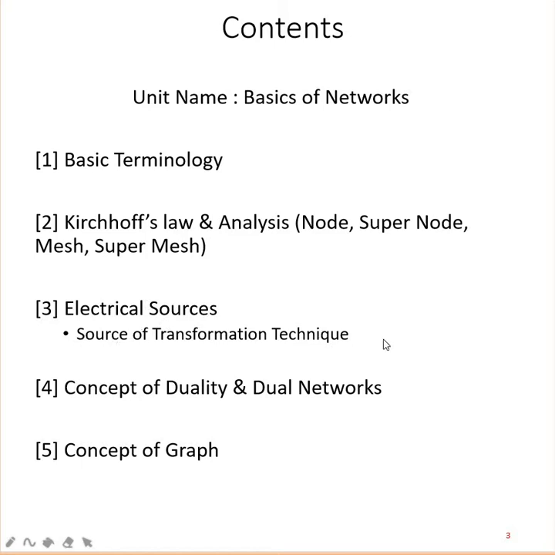Then source transformation technique. Why do I want to transform? Because I need to simplify my circuit. How do I want to simplify? I need to convert a voltage source into a current source, or a current source into a voltage source. Either method I will use to simplify.